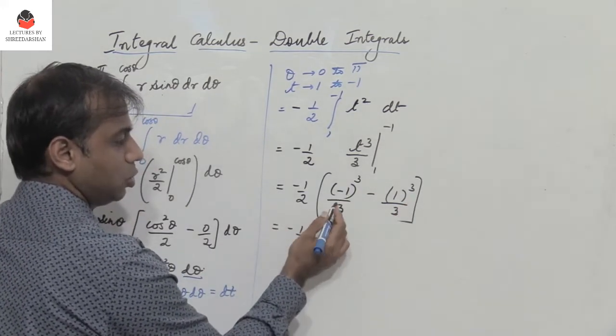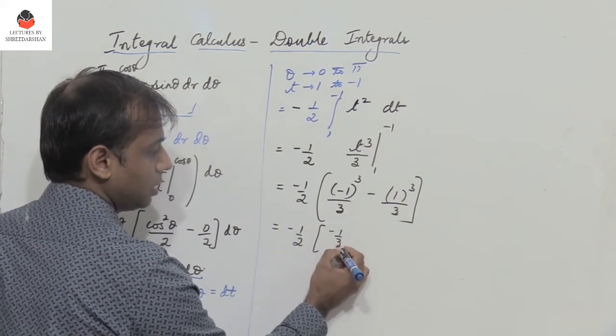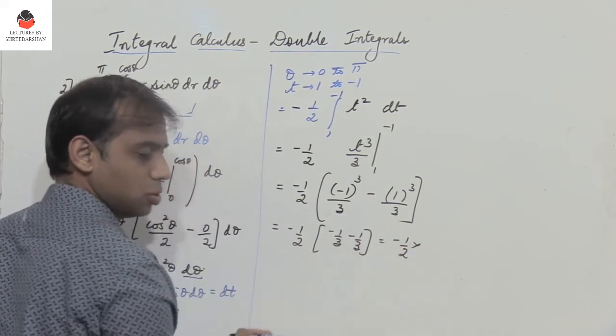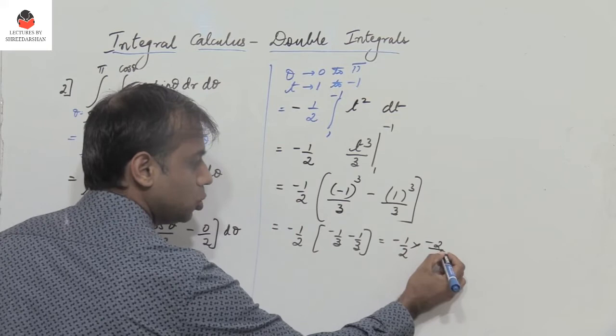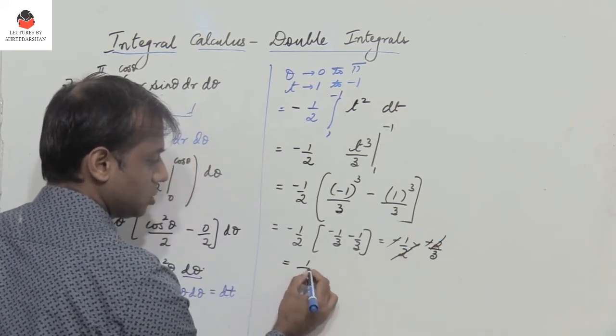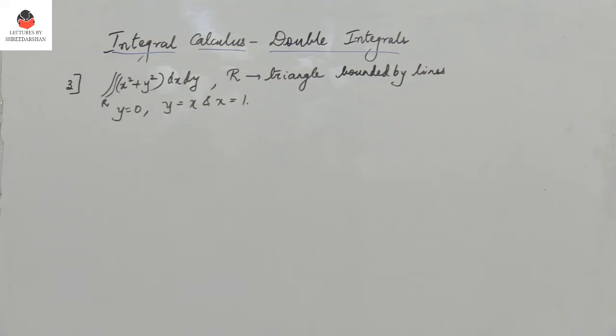So minus 1 cube is minus, and here also you have minus. So you have minus 1 by 3 minus 1 by 3, which is minus half into minus 2 by 3. So minus minus gets cancelled, 2 and 2 get cancelled, so the value is 1 by 3. A very simple problem. The next one is a very interesting problem.